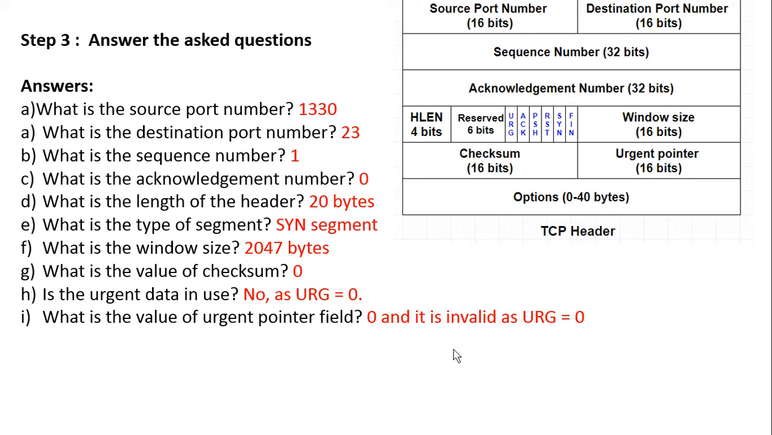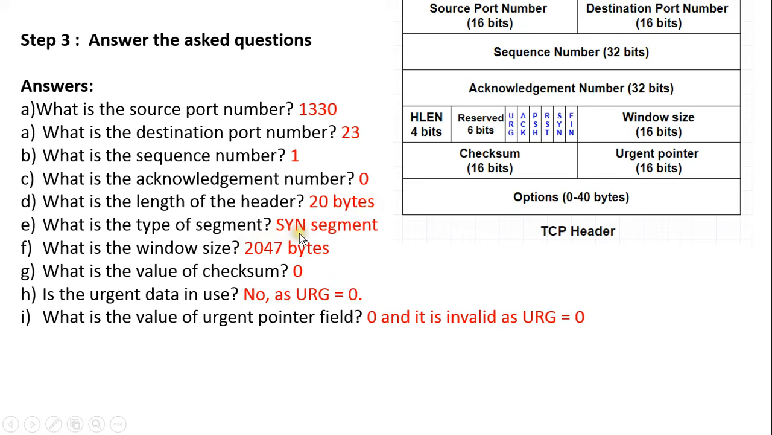But then we need to answer the questions. So in the third step, we answer the questions. The source port number is 1330 in decimal. The destination port is 23. It corresponds to the Telnet application server process. The sequence number is 1. The acknowledgement number is 0. The total header length of TCP is 20 bytes for the given example.